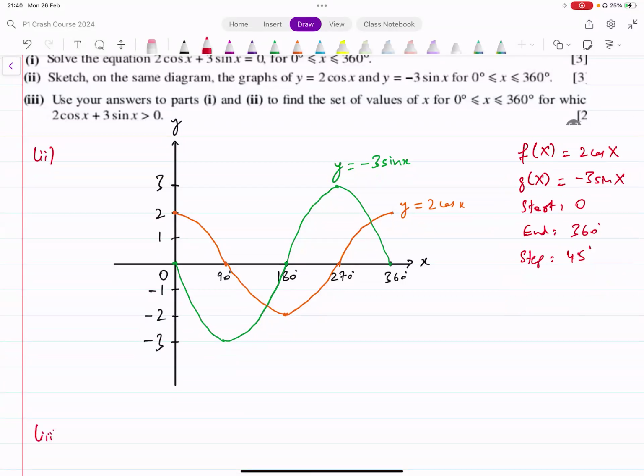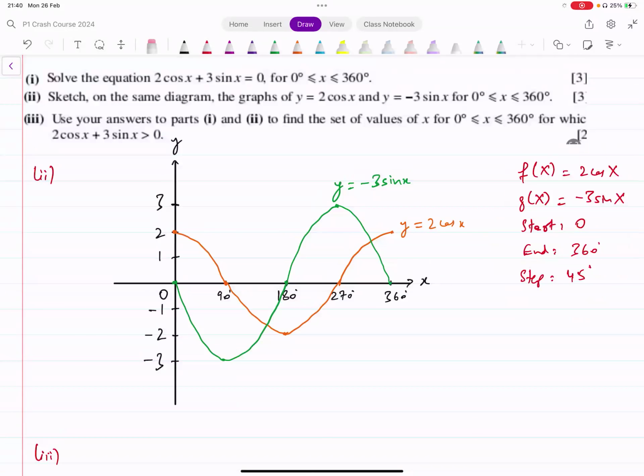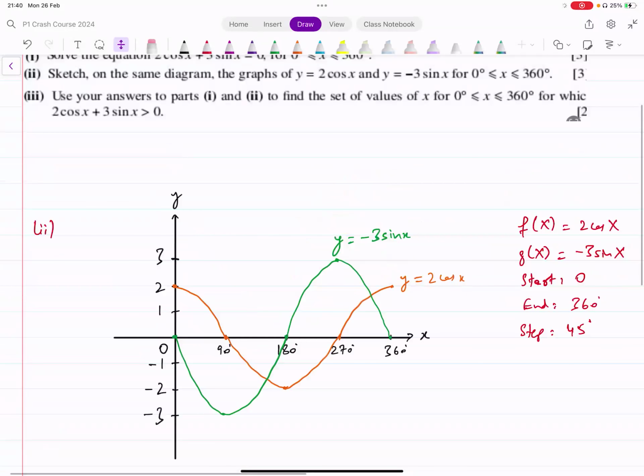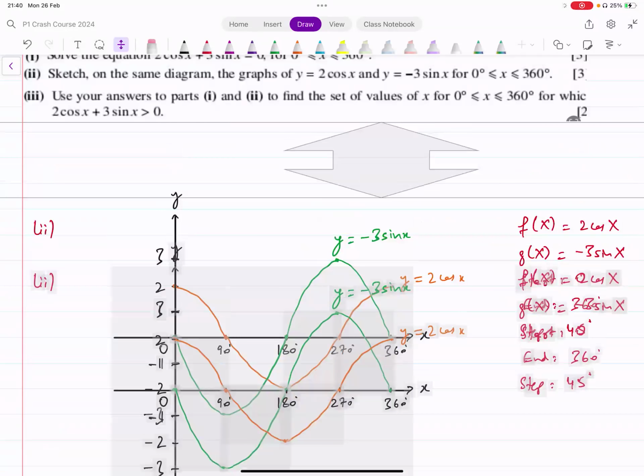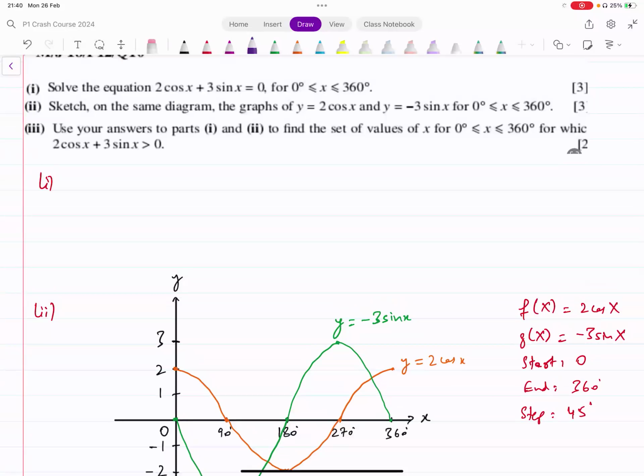Okay, part 3. Now, part 3 says use your answers to parts 1 and 2 to find the set of values of x for which 2 cos x plus 3 sin x is greater than 0. Okay, now for this, we need the answers from the first part. Do you have the answers from the first part? In the first part, we had this equation 2 cos x plus 3 sin x equals 0 for x between 0 and 360. Aima, do you have the answers from the first part? The values of x?